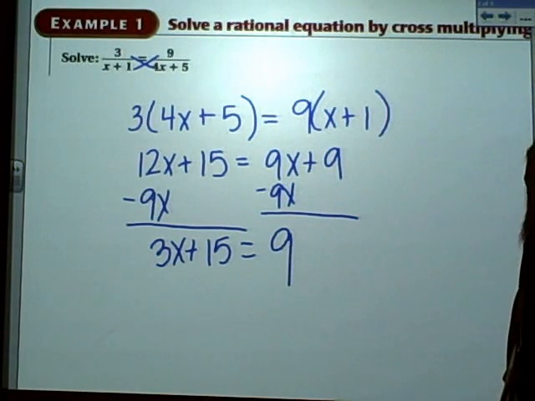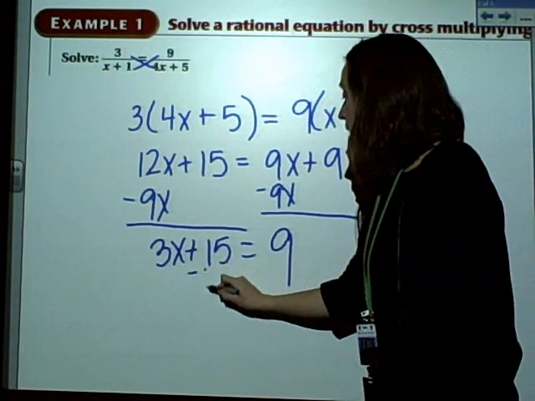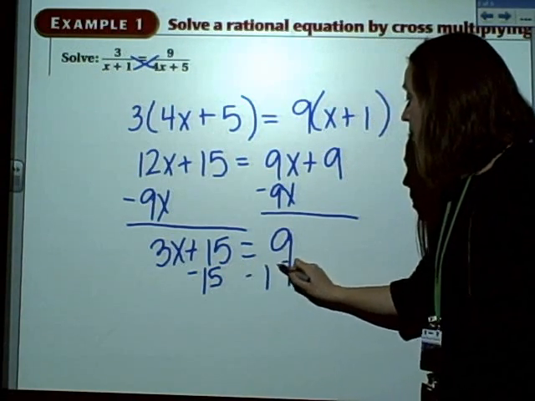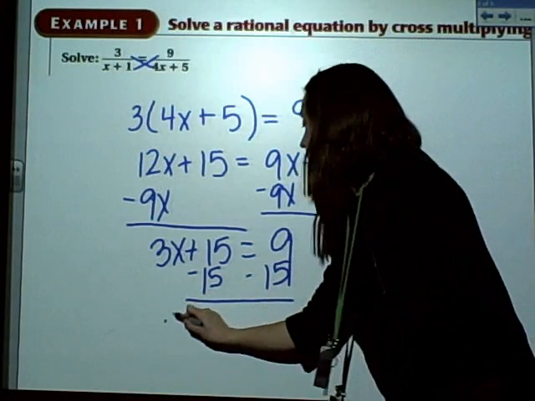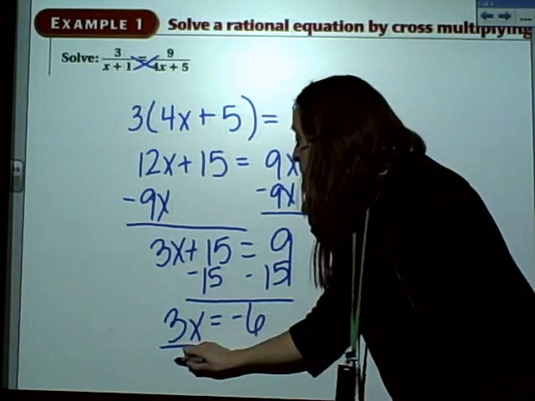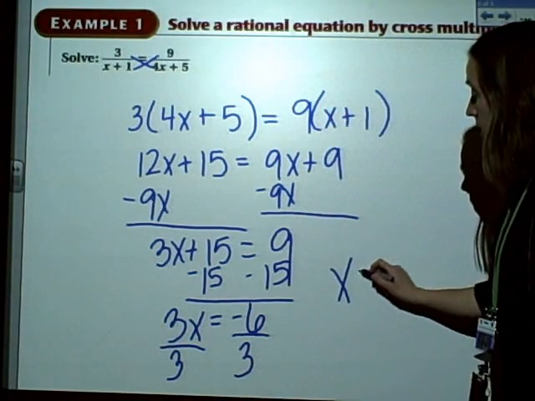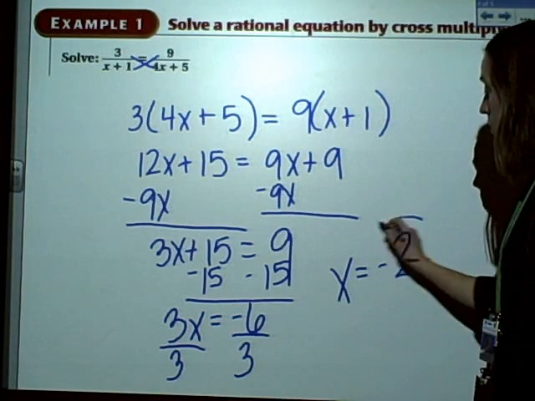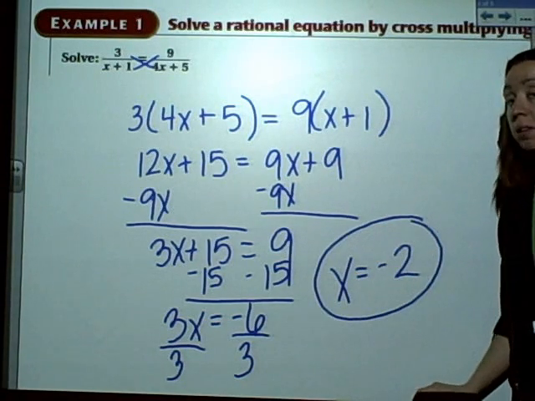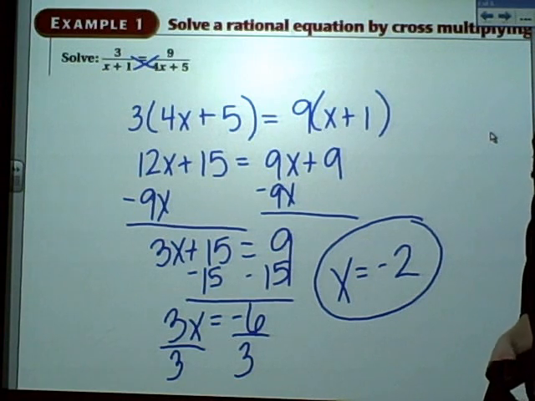Okay, now we have a one-step equation here. We're going to go ahead and subtract 15 from each side. We get 3x equals negative 6. I divide by 3. And I'm left with x equals negative 2. That means that if you plug negative 2 into that equation, you should get them to equal one another.